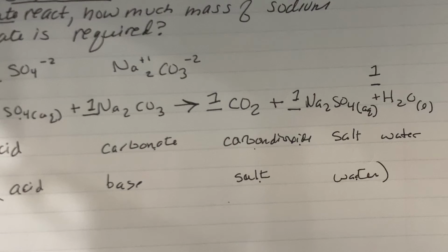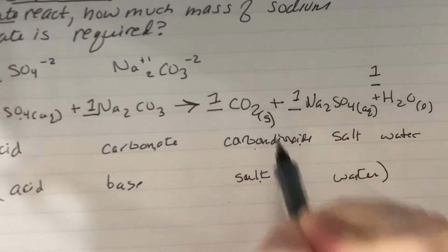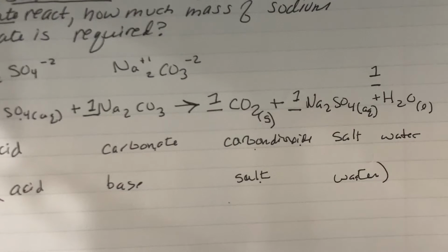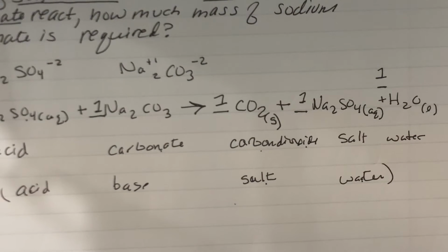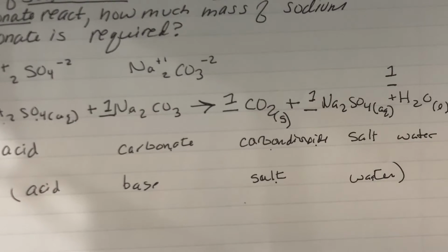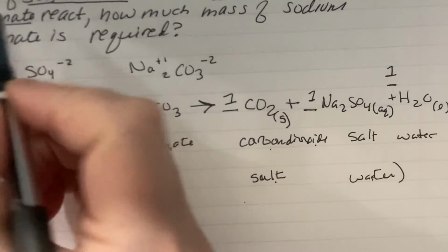All the coefficients are 1. So it's 1 mole of sulfuric acid reacts with 1 mole of sodium carbonate to form 1 mole of carbon dioxide gas, 1 mole of sodium sulfate in solution, and 1 mole of water as a pure substance, as a liquid. And so now we have our balanced chemical reaction. We got to go back and do the actual problem.